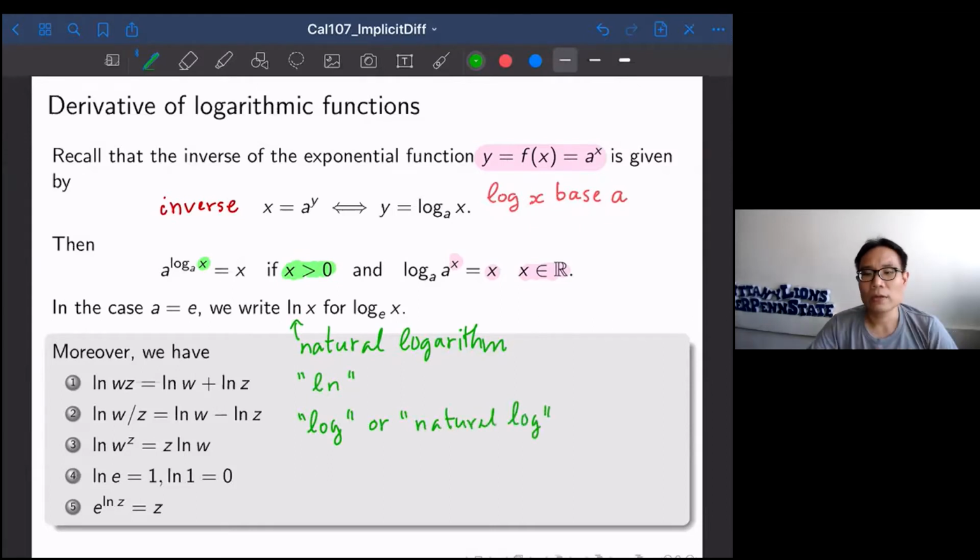We're not gonna quite say "lon" for this one. Okay, "lon" is only for Thailand, I believe. Other countries will just say ln or natural log.